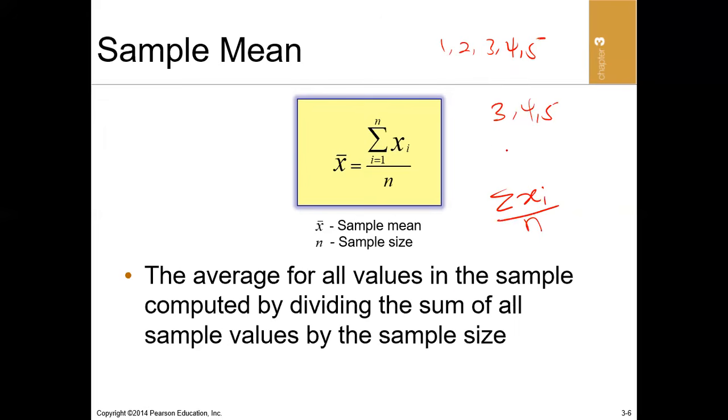So the average of this sample is going to be 3 plus 4 plus 5 divided by 3. So that is 3 plus 4 is 7, plus 5 is 12. So 12 divided by 3 is equal to 4. So this 4 is a sample mean because it is a mean that is calculated from a sample of figures which were obtained from the population.